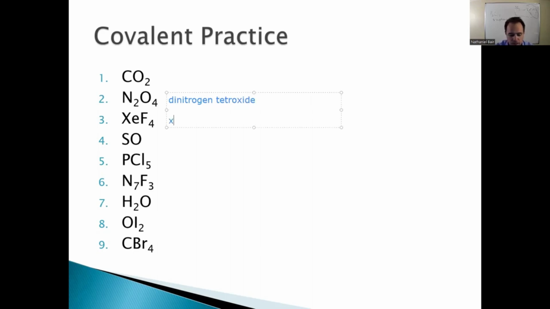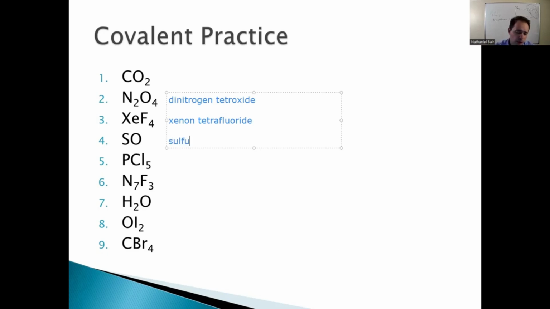Number 3, that is xenon tetrafluoride. That's the first compound they ever made with a noble gas. People were very excited because noble gases are very inert. They don't like to do anything because they have a full octet. So that was our first noble gas containing compound.